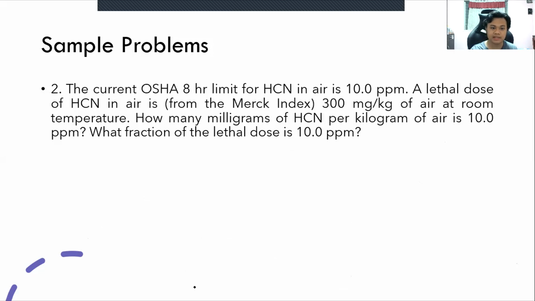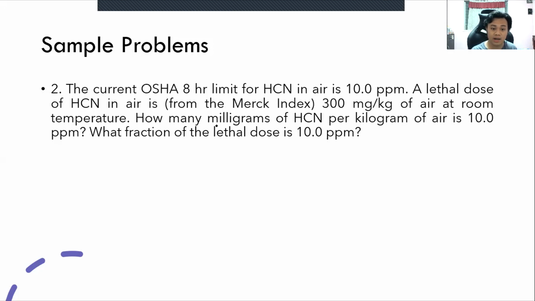Okay, so let's move to the next problem. The current OSHA 8-hour limit for hydrogen cyanide in air is 10 ppm. A lethal dose of hydrogen cyanide in the air, from the Merck Index, is 300 milligrams per kilogram of air at room temperature. How many milligrams of HCN per kilogram of air is 10 ppm? What fraction of the lethal dose is 10 ppm?